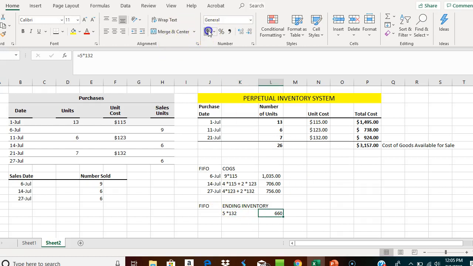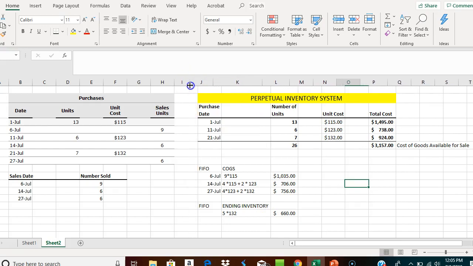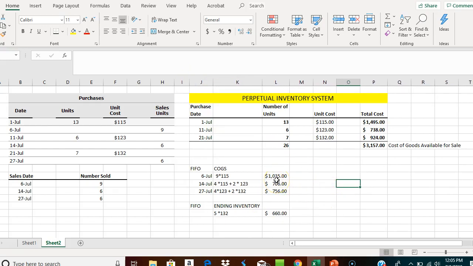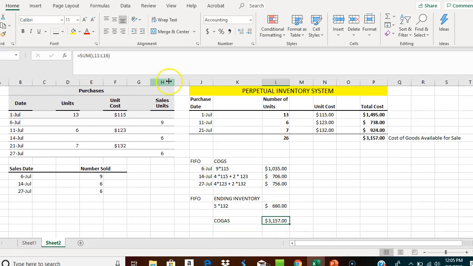Therefore, the value of our ending inventory under the FIFO cost flow assumption would be $660. Okay? Now we can double check our work because although we compute cost of goods sold at different times, when you add your total cost of goods sold plus ending inventory, it still must equal your cost of goods available for sale. So when I add these numbers all together, they still must total the $3,157, which is the amount of our cost of goods available for sale.